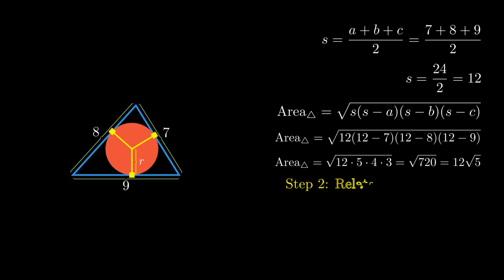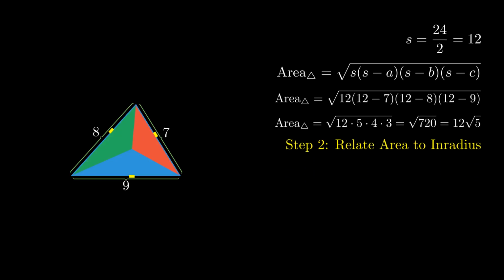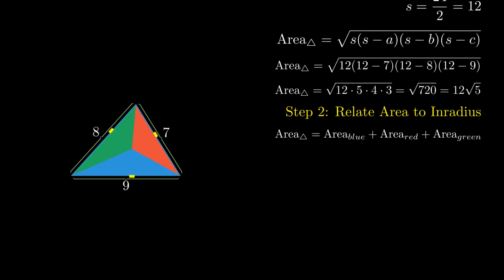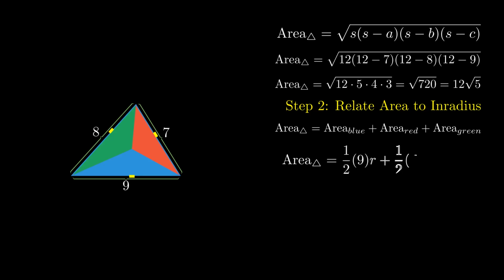Next, let's see how the area of a triangle is related to the radius of its incircle. This is a key geometric property. If we draw lines from the incenter to each vertex, we split the triangle into three smaller triangles. Each of these has the incenter as a vertex and one side of the triangle as its base. The total area of the triangle is the sum of the areas of these three smaller triangles. The area of each small triangle is 1/2 base times height. Here, the base is a side of the triangle, and the height is always the radius r, because the incenter is the same distance from each side.